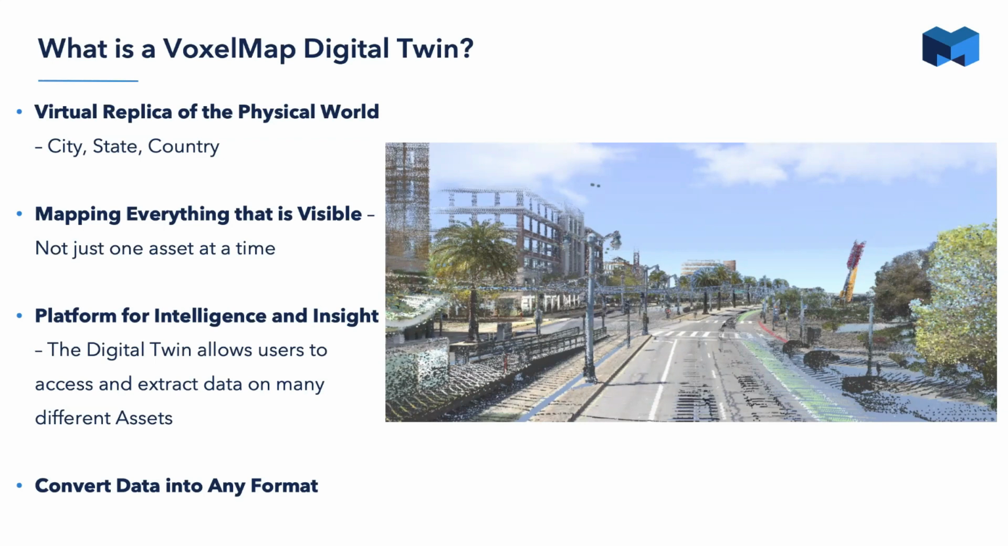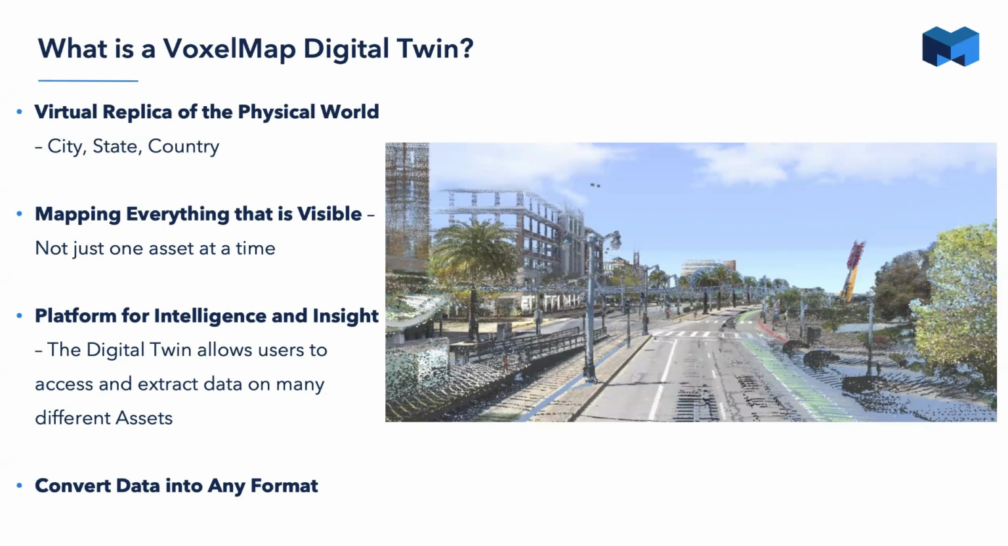When you're building this model, using the voxel model and creating a digital twin, what you're actually doing is mapping everything that's visible. You're not just mapping one asset at a time. Anything that's above ground that you can see is being mapped and calculated as we go through. So this creates a platform which can provide a huge amount of intelligence and insight.